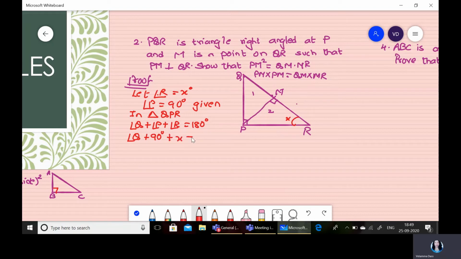So here R is X, students. So we can find angle Q very easily. Angle Q will be 180, this 90 plus 90 will go here and become minus 90. Similarly, plus X will become minus X degree. So here we will get 90 minus X. So angle Q will be 90 minus X. Now here Q is 90 minus X, P is 90 degree and R is X, correct?